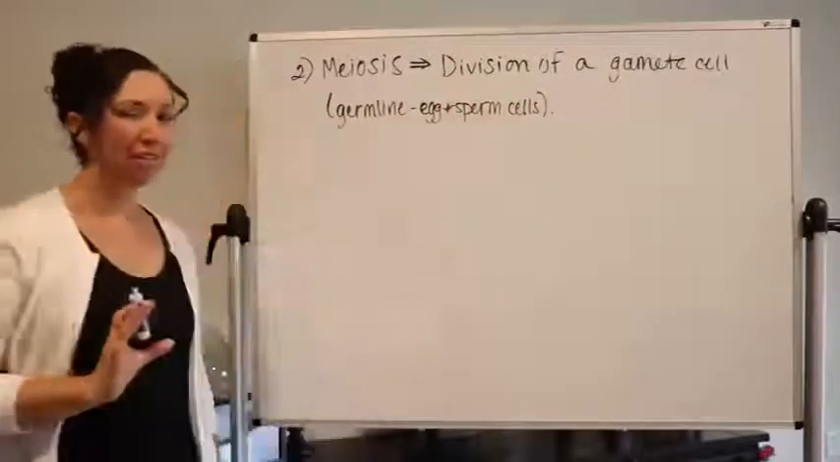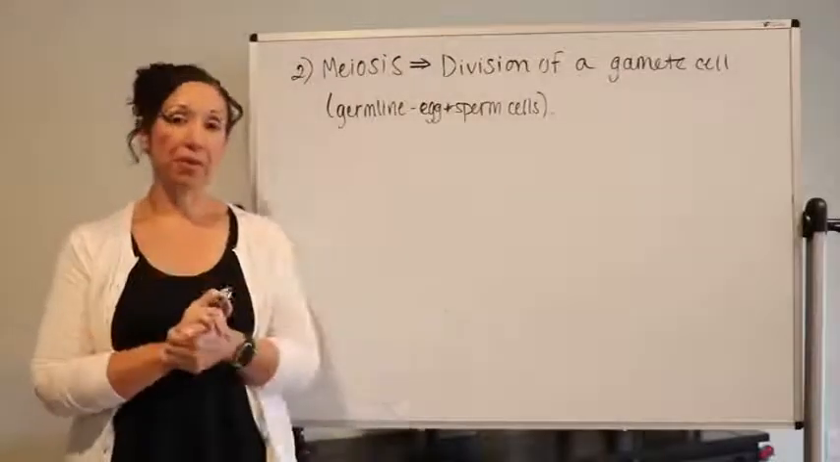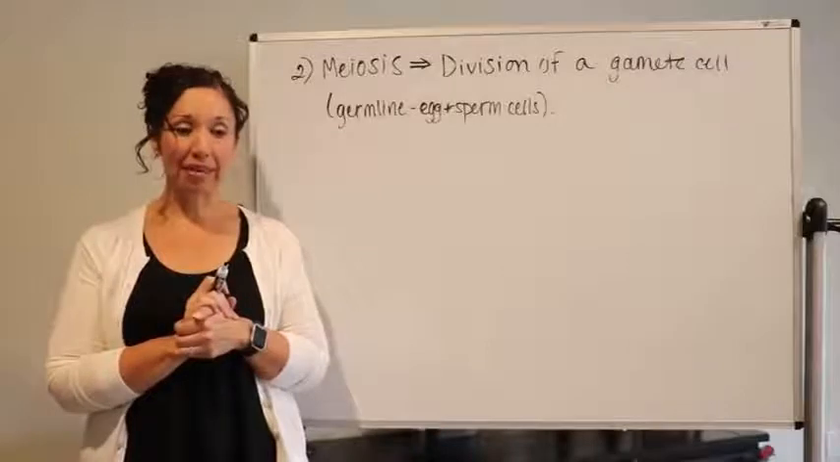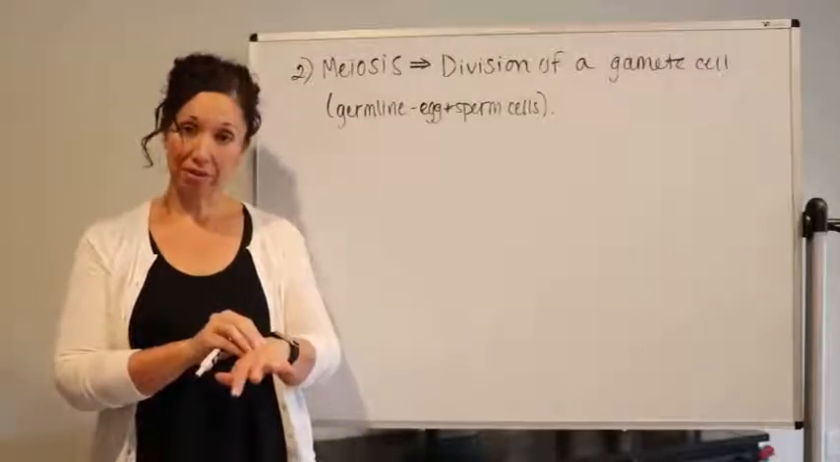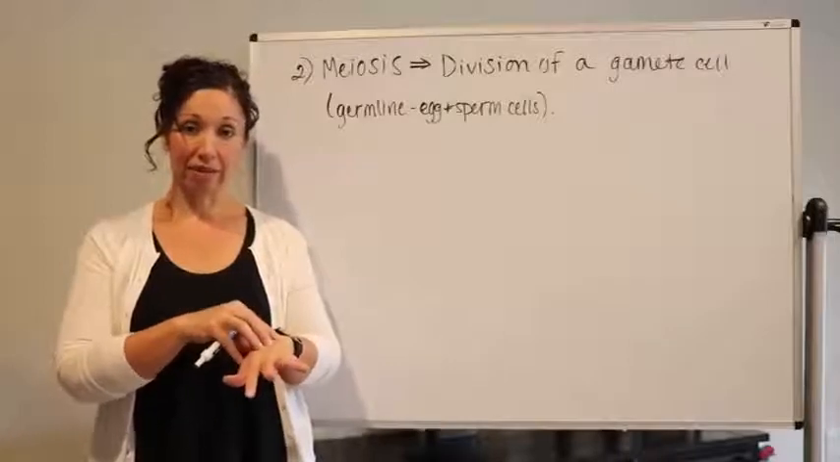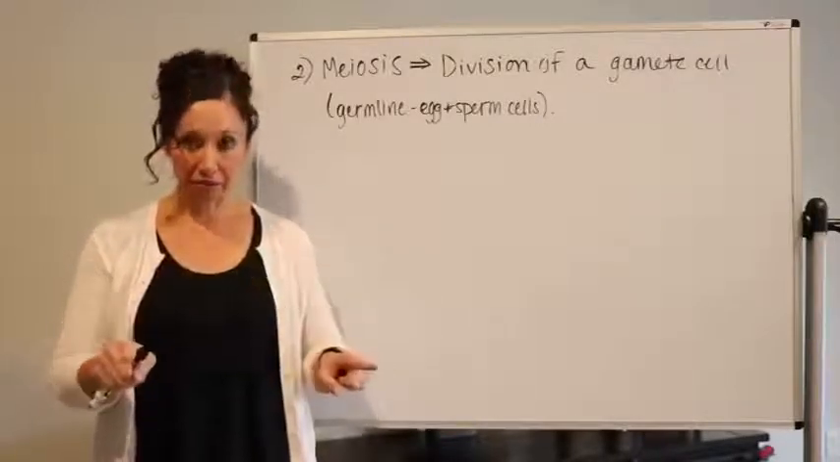And meiosis is a little bit different. Let's compare it to mitosis really quickly. If I have a skin cell that's going to undergo mitosis, that skin cell is going to divide to become 2 identical skin cells. Great. So that's identical distribution.